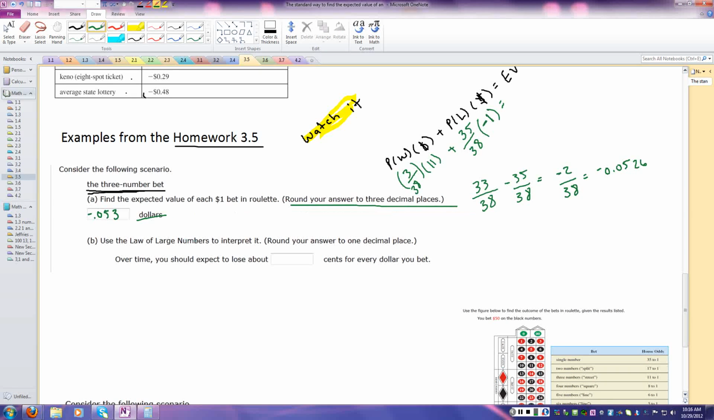Using the law of large numbers to interpret it, over time you should expect to lose 5.3 cents for every dollar you bet. So this is in dollars, so if you move the decimal 2 places to the right, you get it in cents. It already says lose, so you don't want to put a negative number. So you should expect to lose 5.3 cents for every dollar you bet.